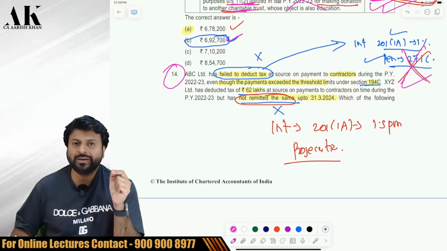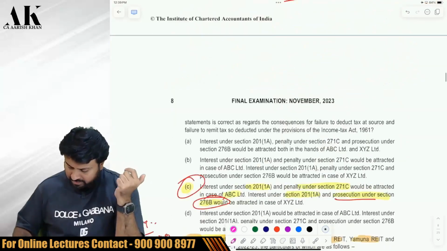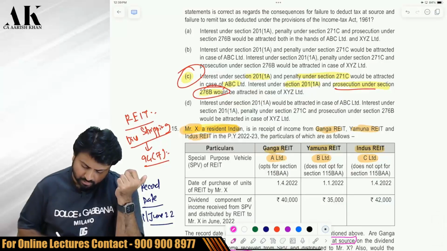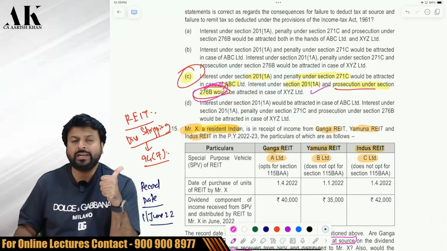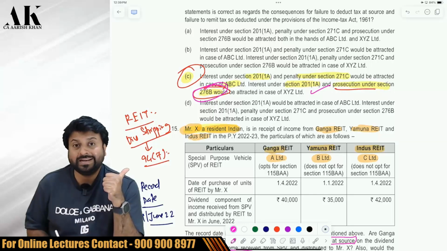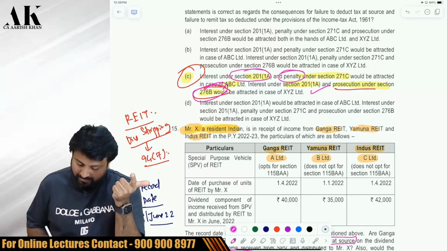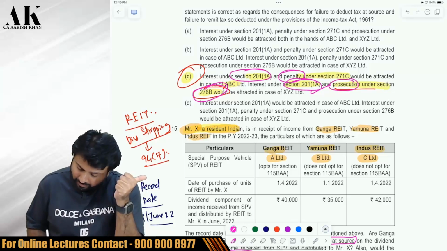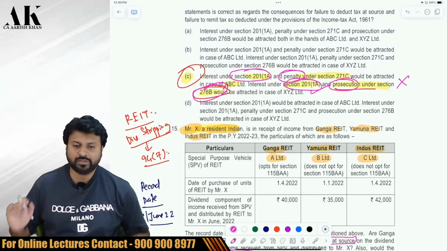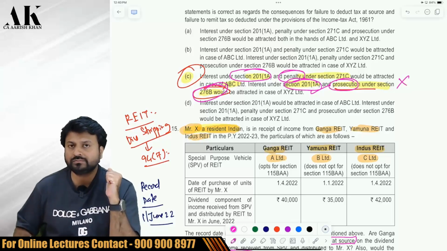So if you do late payment, then what is the second consequence? There can be prosecution launched against you under section 276B. Check. So for late deduction, there is interest and penalty. And for late payment, there is again interest and prosecution, no penalty. Okay, check it please. I hope it is clear to all of you, right?